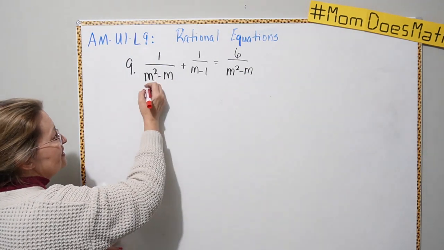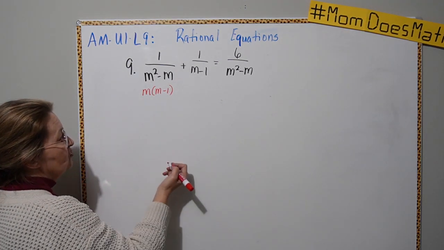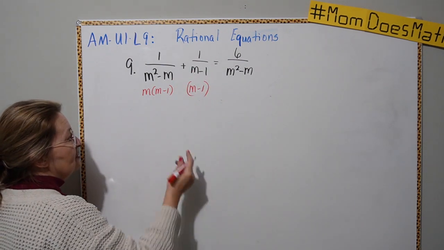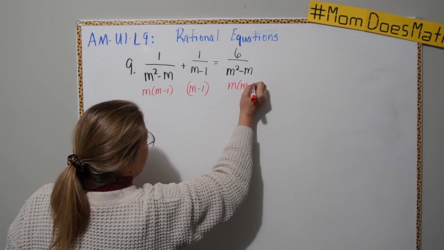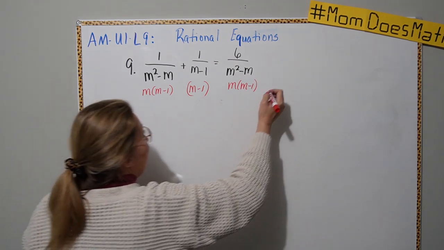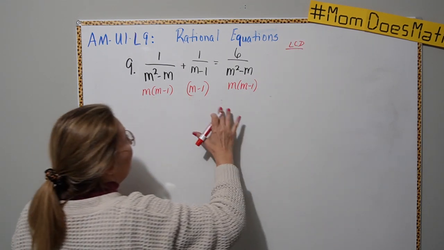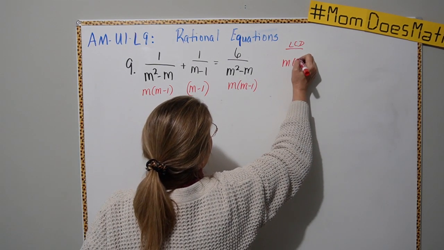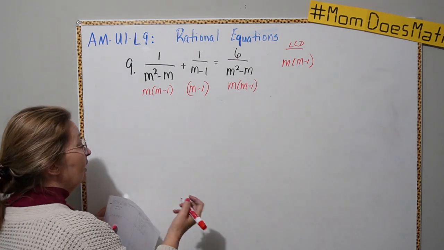Here, m squared minus m, that will factor into m times m minus 1. M minus 1 is already as factored as low as it'll go. And then over here, once again, m times m minus 1. Now to find our least common denominator, we want one of every factor. So what do we have? We have an m and we have an m minus 1. Does that cover everything? Yeah.